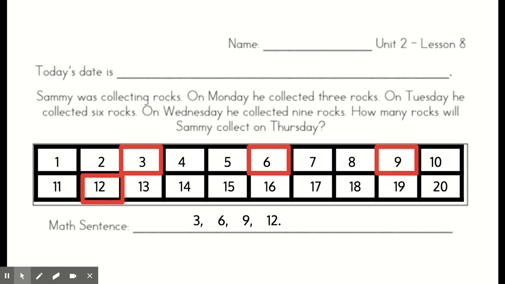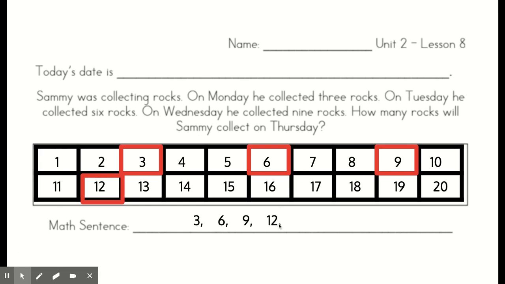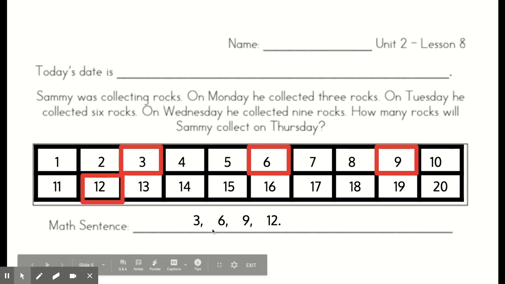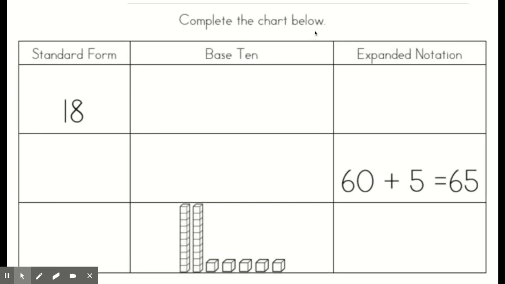Your math sentence will say 3, 6, 9, 12. If you keep the pattern going by adding 3 each time, on Thursday, he will collect 12. Monday, Tuesday, Wednesday, Thursday. All right, complete the chart below.